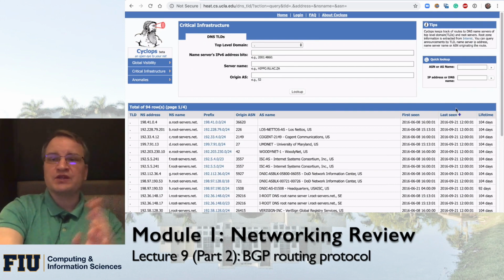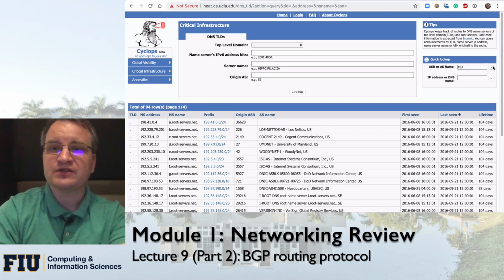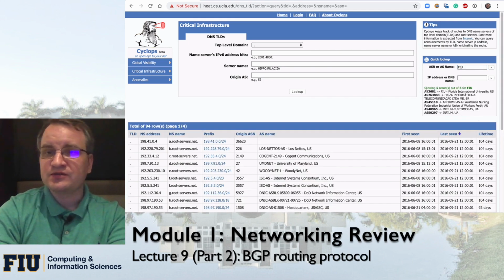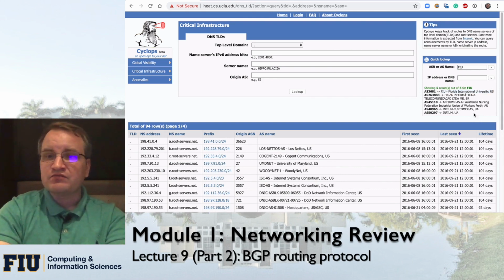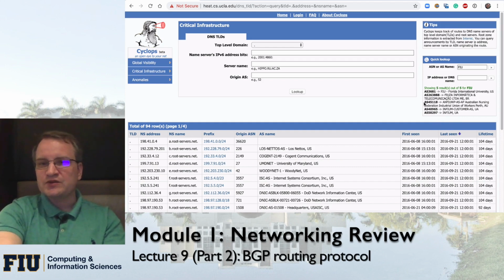So one thing you can do in this system is to look up the AS name. This is how I figured out what the AS number is for FIU. So AS3681 is the FIU network, and you can look up different numbers. Some elements of this site are not exactly correct. So for example, you see this long AS number.